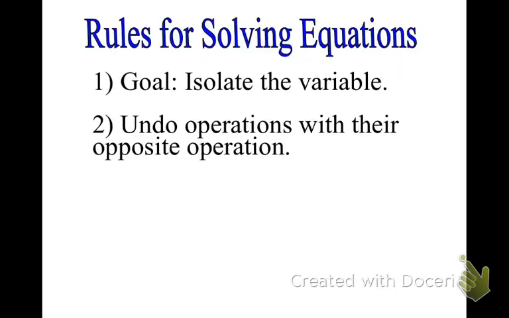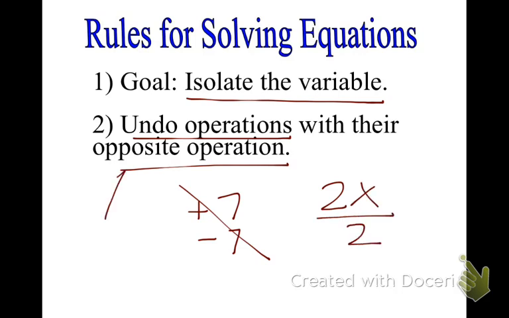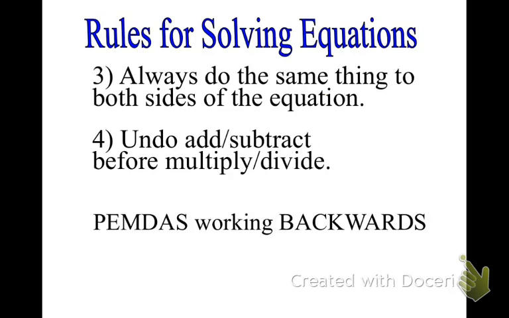So first off, ladies and gentlemen, our goal has not changed. Our goal is still to isolate the variable, and remember, we have to undo the operations. We're doing the opposite of it. So if you're adding 7, that means you're going to be subtracting 7 to get rid of it. If it's 2x, how do we get rid of it? By dividing by 2. We're doing the opposite, going backwards. And then our other rules.